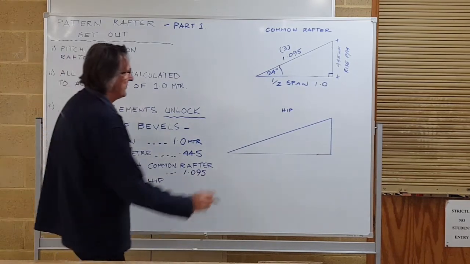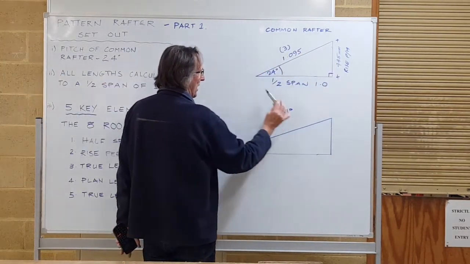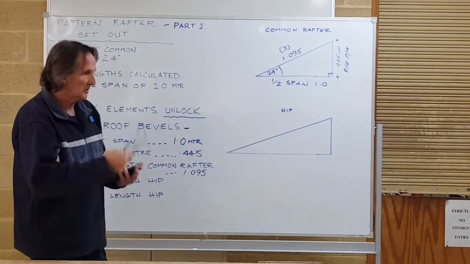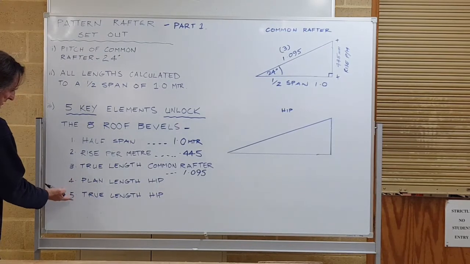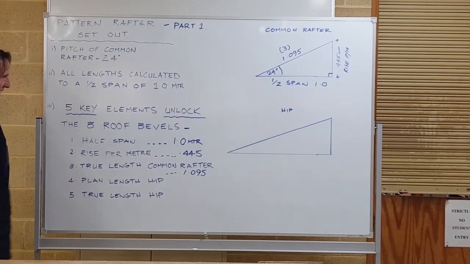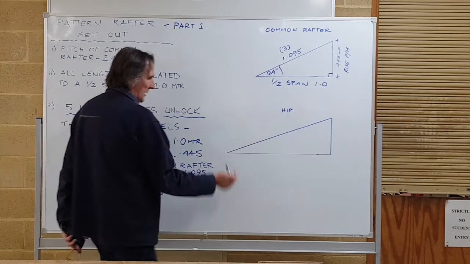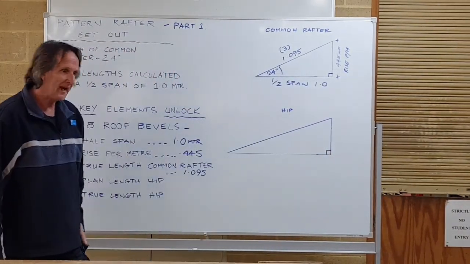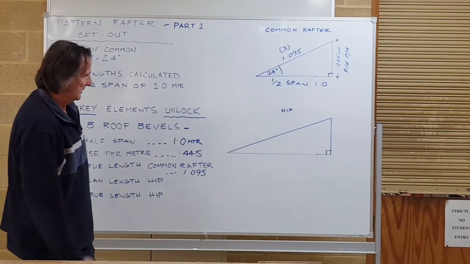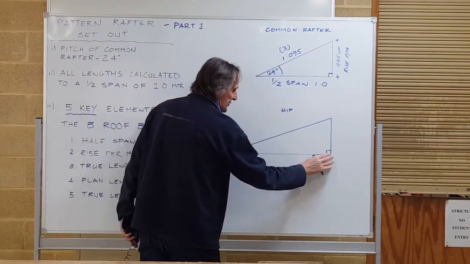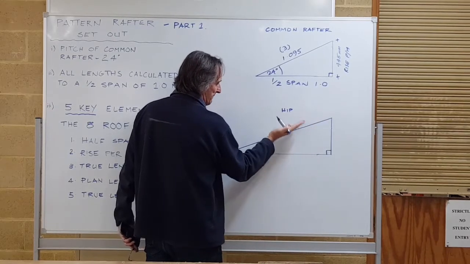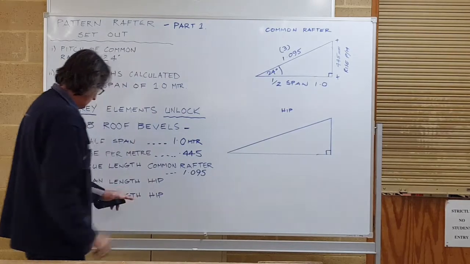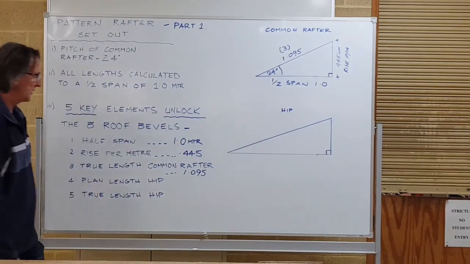So now we've completed the relationship of the components around the common rafter. We can complete the last 2 of the 5 key elements in the unlock. For the hip, plan length of hip, and true length of hip. The pump up on the hip, giving us the true length to fill in, as I said, those last two elements.